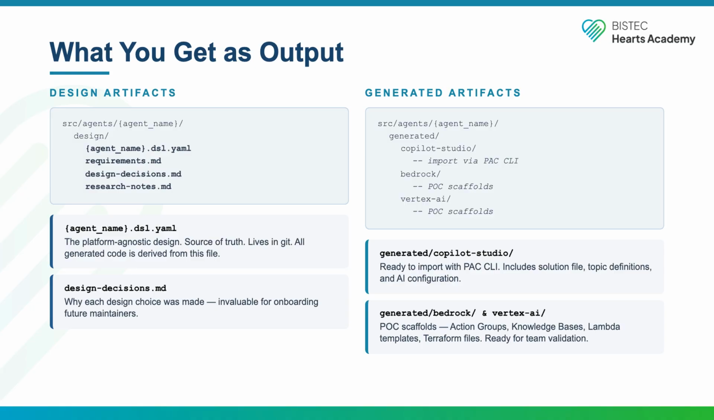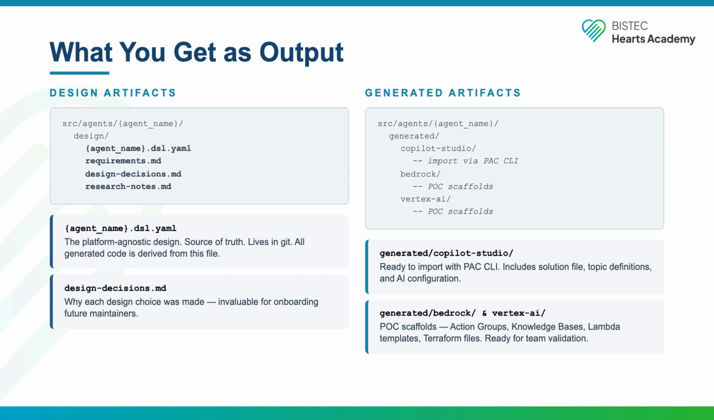The design decisions file is particularly valuable for long-lived agents. It records why each design choice was made, which is invaluable 6 months later when a new developer joins the project and needs to understand the architecture.